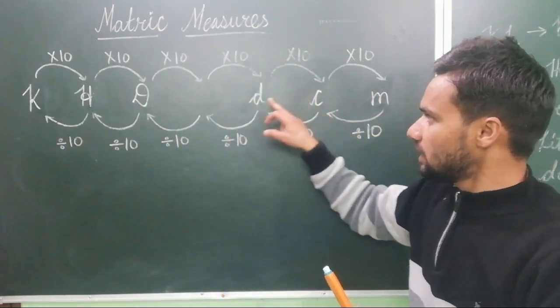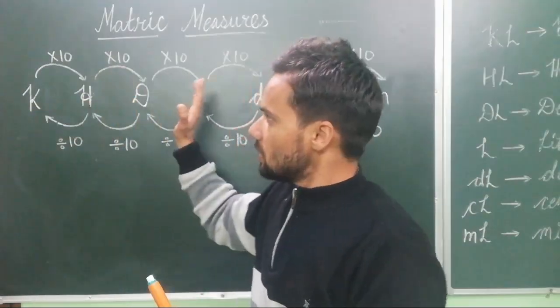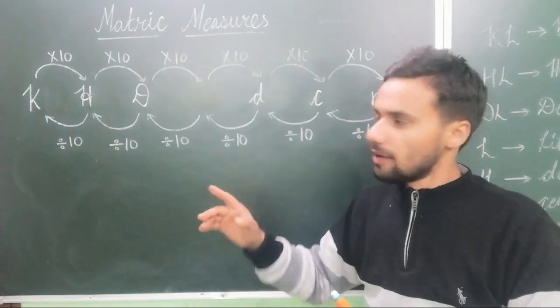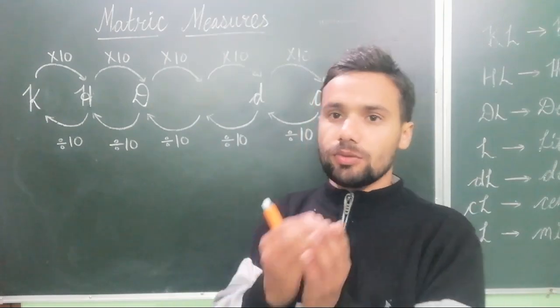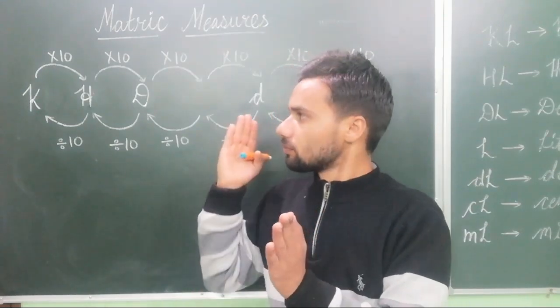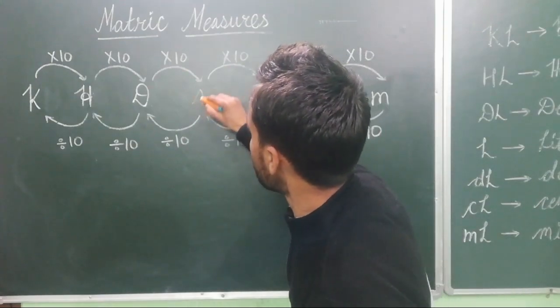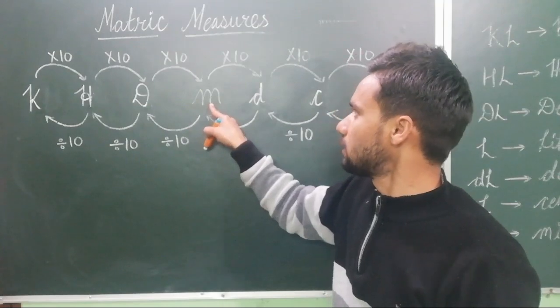Milli, centi, deci, deca, hecto, kilo. These are the same as your place value chart. I will explain that later on. So if you want to write the units of length, what do I write here? Yes, meter. This is your meter.